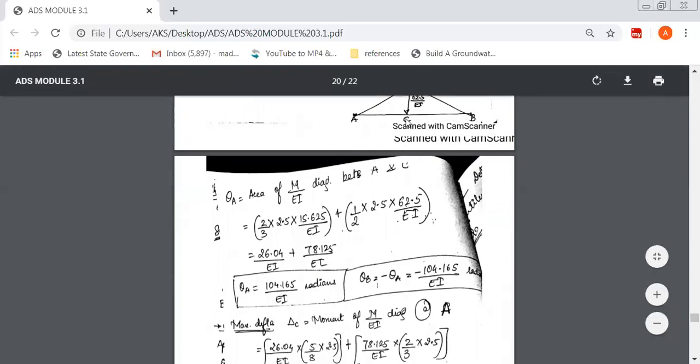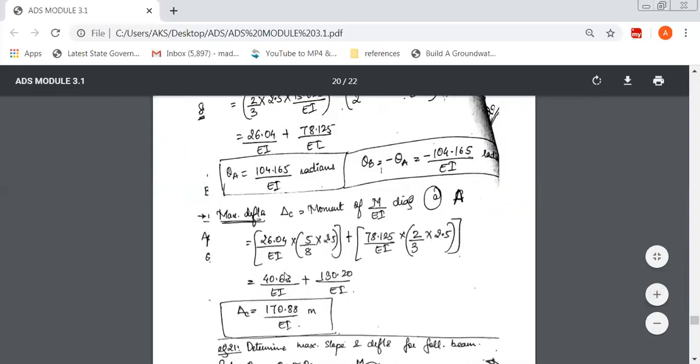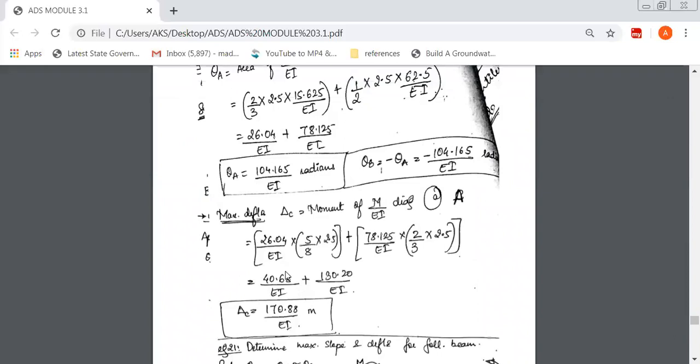Next, maximum deflection is at C. So for maximum deflection, again same thing: it is the moment of the M over EI diagram between A and C about point A. So again we are taking moments between A and C for both figures about point A. So the area of this figure into its CG distance, and the area of this figure into its CG distance.